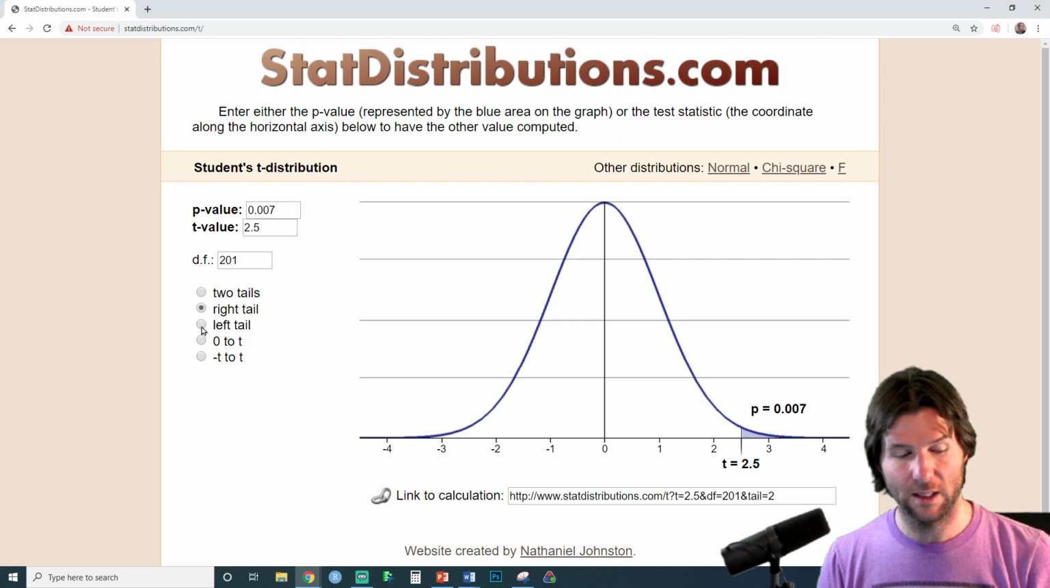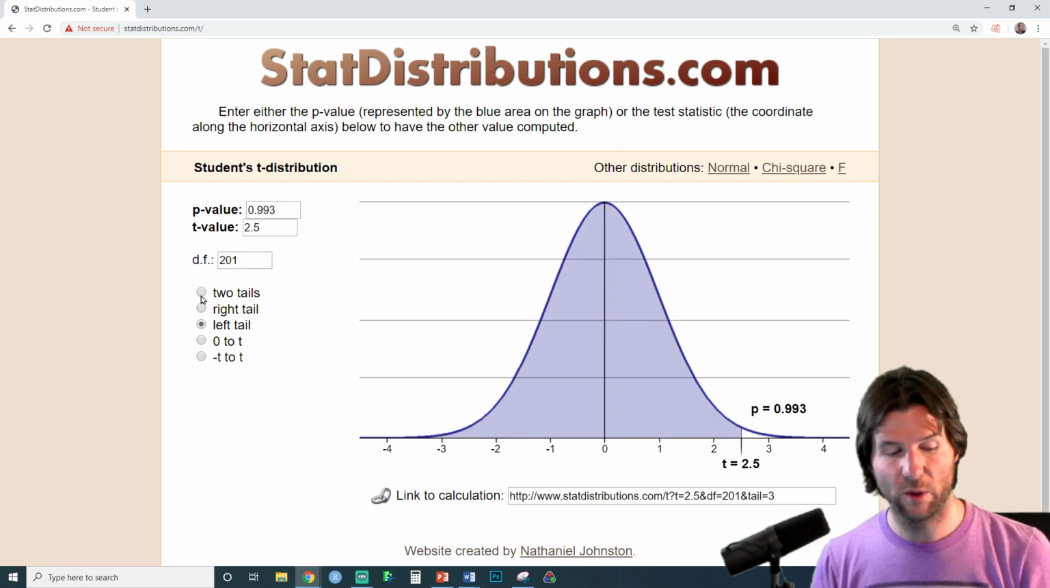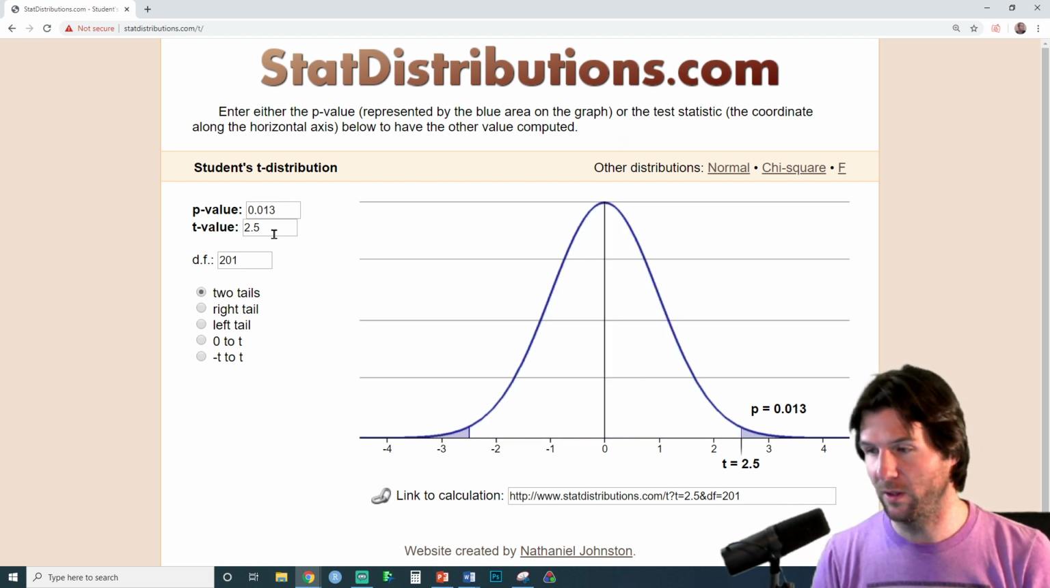This is the greater than test, and this is the less than test. So you really have your does not equals test where you enter in the t-score.